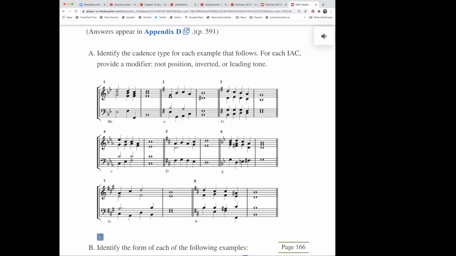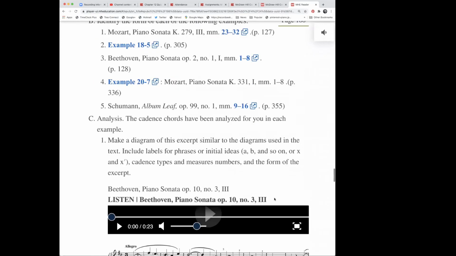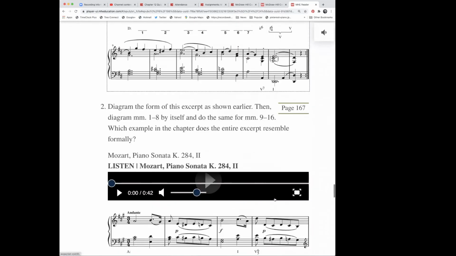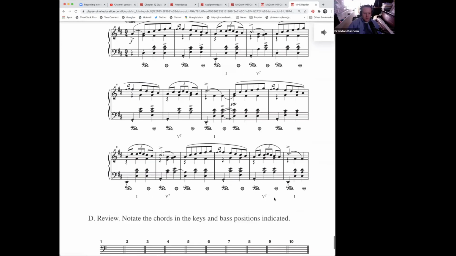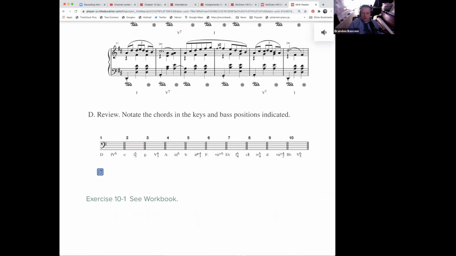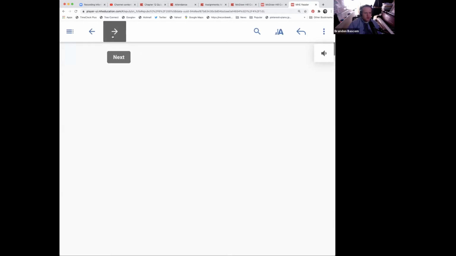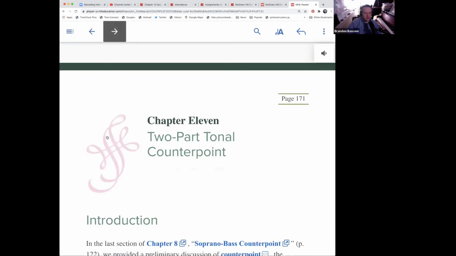Listen. Say again? Is it a half cadence? It is a half cadence. Piece of cake. All right. Pretty sure that takes care of that chapter. All right.